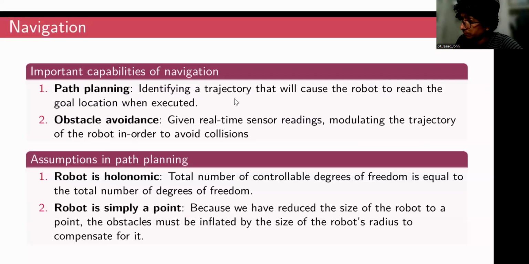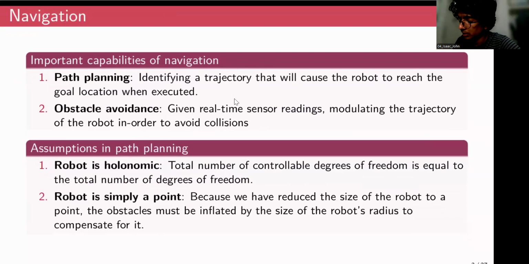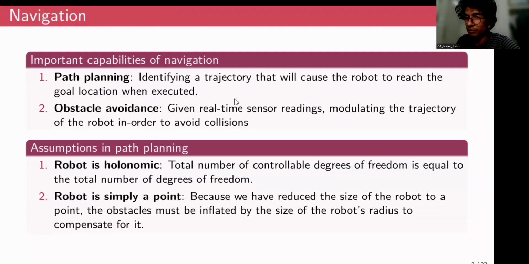Then what are the other assumptions that we make? So the assumption is that the robot is actually holonomic. That is one of the assumptions that we make while we are developing navigation algorithms. So the total number of controllable degrees of freedom is equal to the total number of degrees of freedom. I hope you can recall from week two that the total number of degrees of freedom for a wheeled mobile robot is actually 3, right?